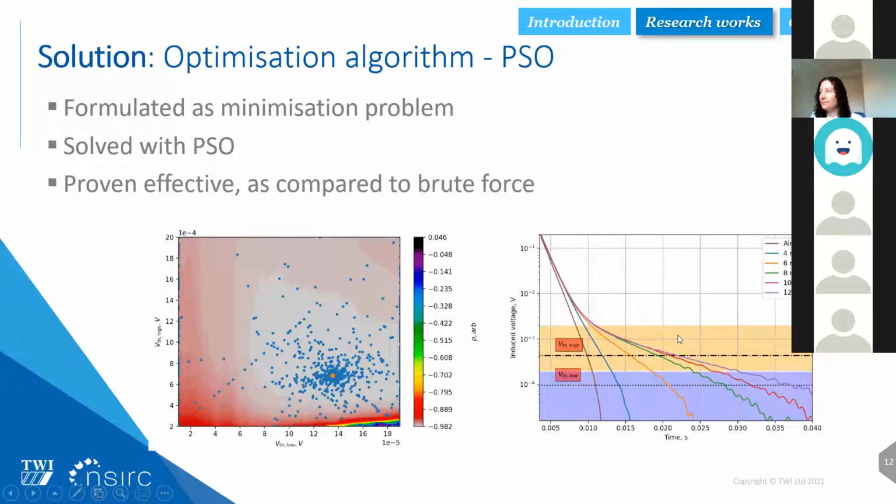So in order for us to solve this, we propose the usage of an optimization algorithm, which is particle swarm optimization. We first formulated this problem as a minimization problem, and then we solved it with PSO. And then as you can see from the figures here, the method is proven to be effective as compared to the brute force method.